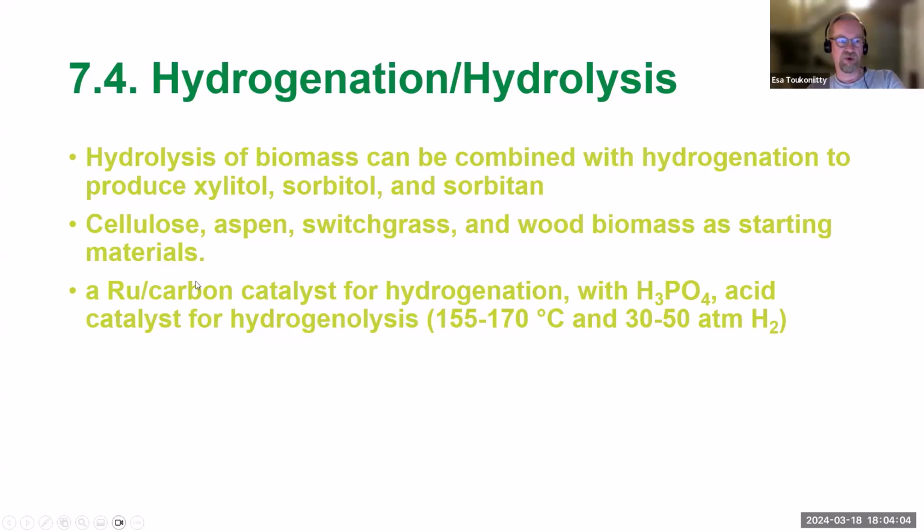So the carbon is the support, activated carbon, and ruthenium metal deposited on the carbon. That's a typical hydrogenation catalyst. So together with phosphoric acid, this can convert wood into different sugars, xylitol, sorbitol, and so on. And these, of course, can be then processed further.